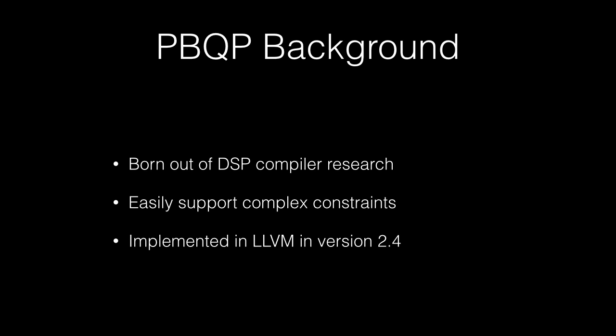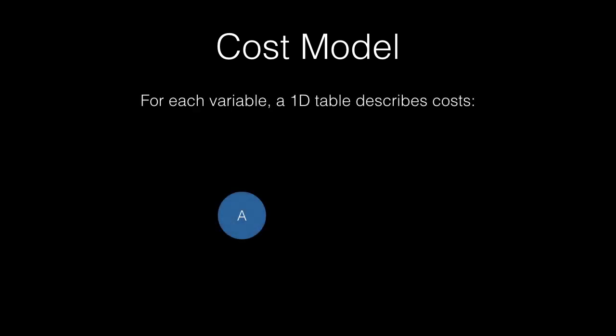And the appeal of PBQP, at least to me, is that it has a very straightforward way of expressing the register allocation problem through a simple cost model. So we'll take a look at that. For each variable in your machine function, you are going to create a one-dimensional lookup table that describes the cost of each of the register allocation constraints for that variable.